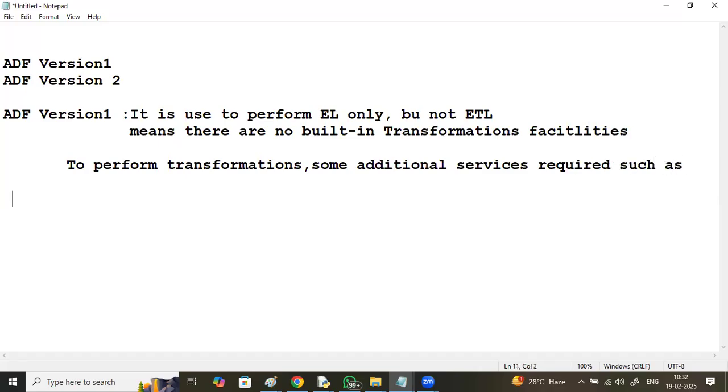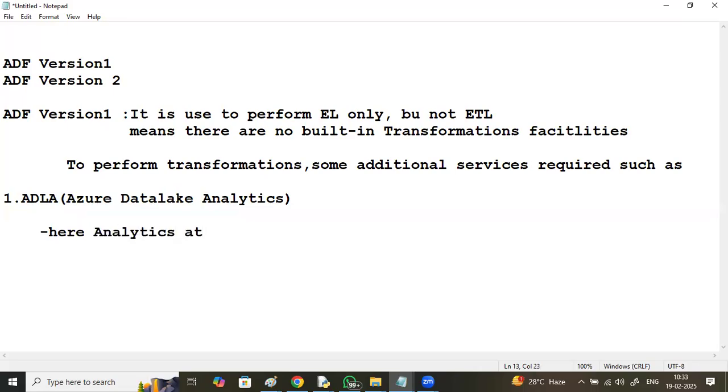Such as, first one, ADLA. ADLA means Azure Data Lake Analytics. Here analytics are done. I'm talking about ADF version 1.